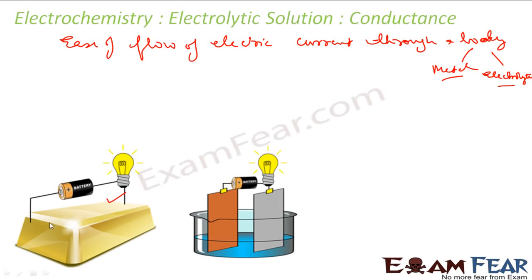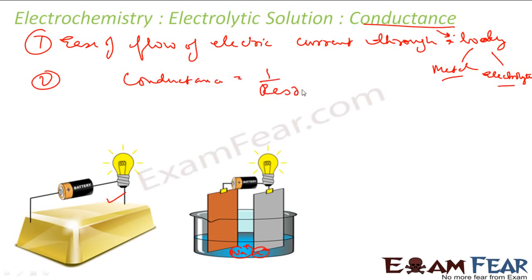So if you put a metal here and you create a circuit with the battery, you will see that the bulb glows. Same thing with the electrolyte, assuming you're using NaCl electrolyte, it will have ions and they'll conduct electricity. So that is conductance, and resistance is just the opposite of conductance. Resistance offered to the flow of current is called resistance. Thus I can say that conductance is equal to 1 by resistance.